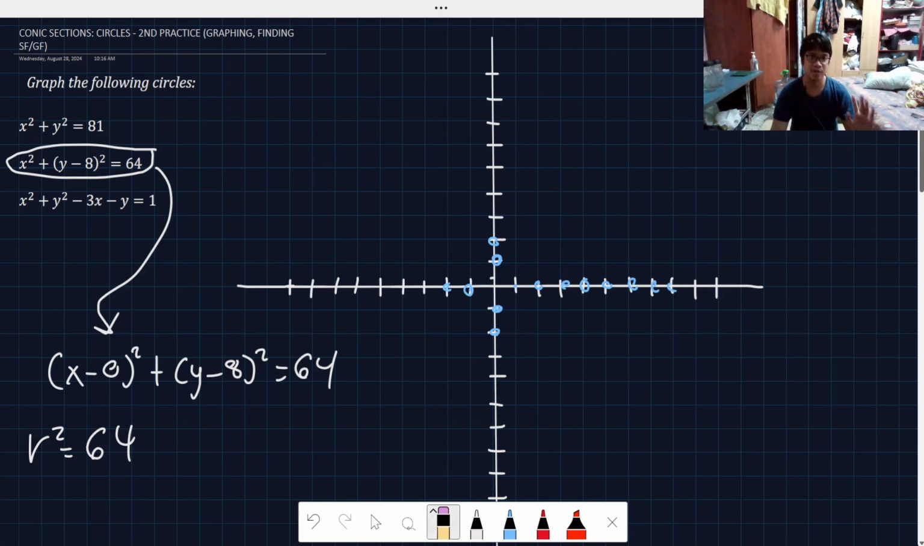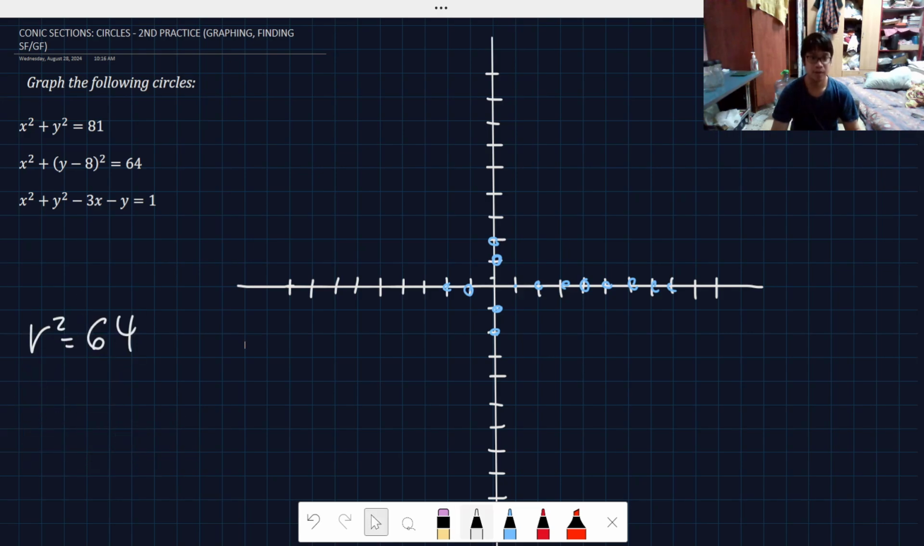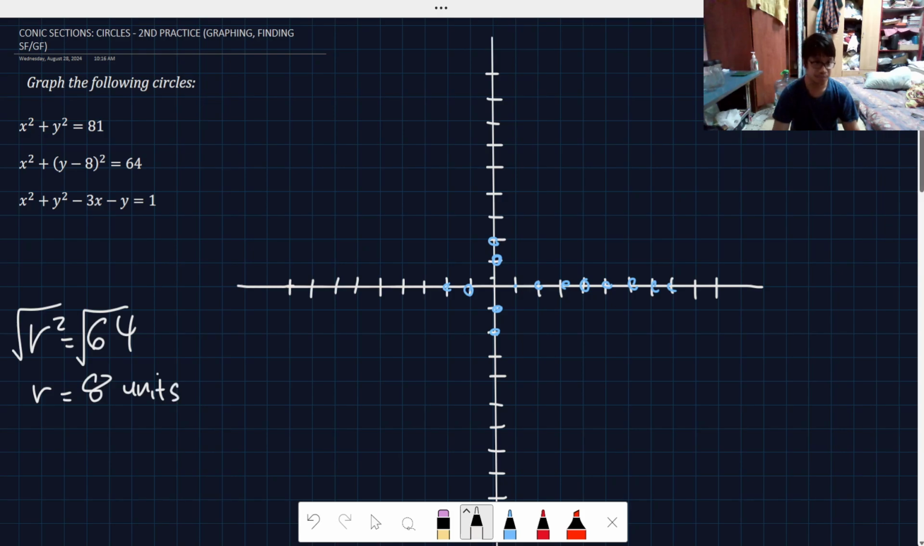And now, speaking of graphing the circle, let's find the length of your radius and the center. Okay, so let me erase this one. All right. Let's start first with the length of your radius. Here, just square root both sides and you'll get the length of it, which is 8 units long. Okay, this is 8 units long. And lastly, let's find the center.